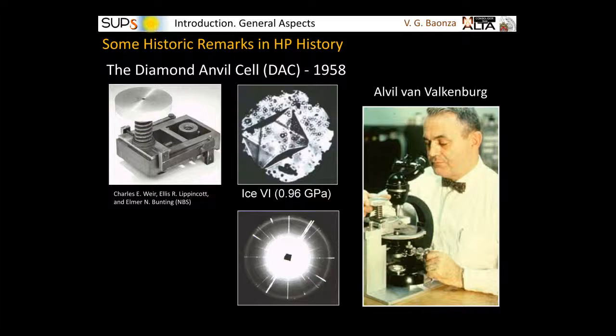Last landmark: the diamond anvil cell. I want to stay on this, because you will see diamond anvil cells like 200 or 300, I guess. But the idea is that it was also developed like 50 years ago, and still remains with the same design, essentially.